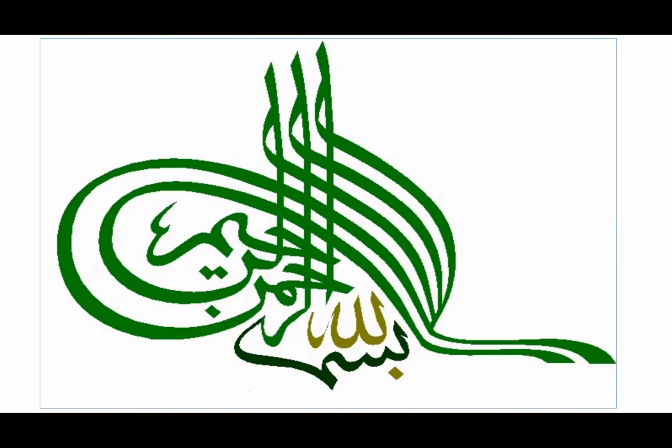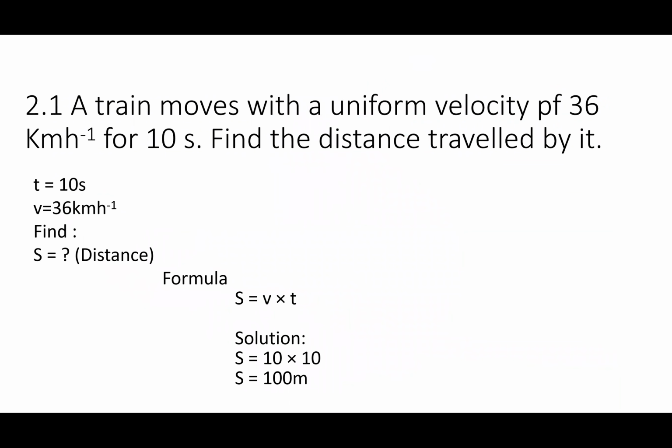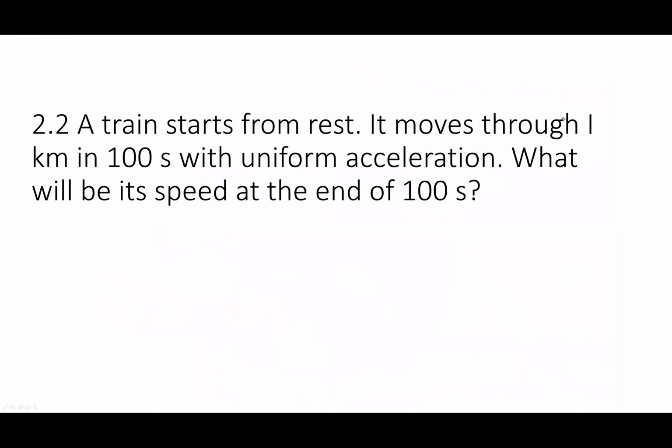Today we will study unit number 2. Chapter name is kinematics, and today's topic is numericals. A train moves with a uniform velocity of 36 km per hour. So first we will convert this 36 km per hour into meter per second.